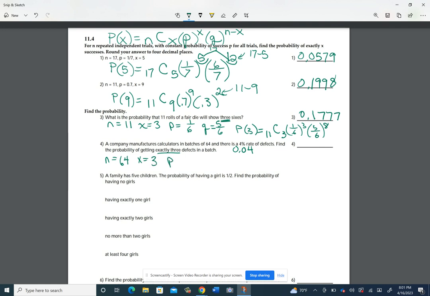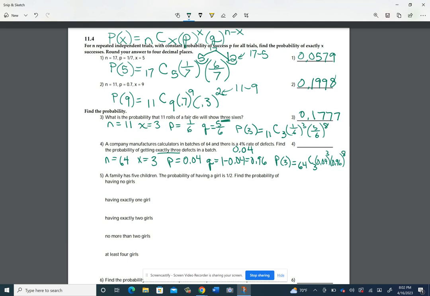And then P is the probability of getting a defect. That's 0.04. So Q would equal 1 minus that. 1 minus 0.04 would equal 0.96. Then you just put it all together in the formula. We wanted exactly 3 defects, so we want the probability of exactly 3 successes, considering a defect a success, would be 64 choose 3. And then it would be 0.04 raised to the third power, and then 0.96 raised to the rest, which would be the 8th power.